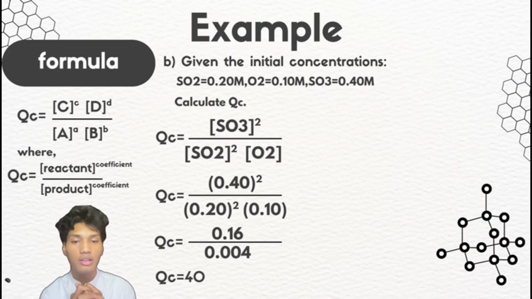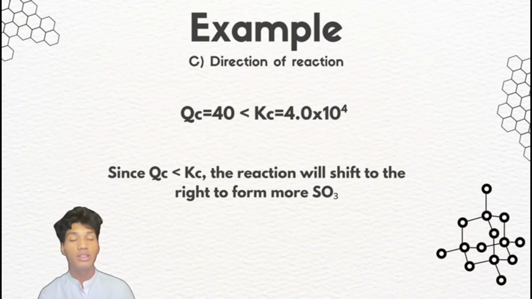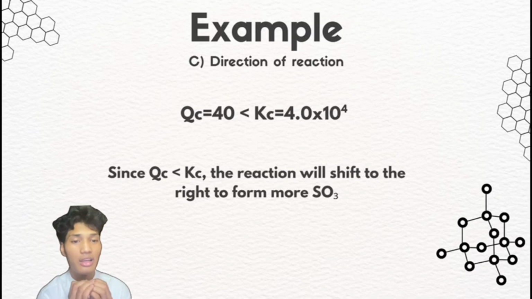So we put the value, we got 0.40 in the bracket to the power of 2, divided by 0.20 to the power of 2 times 0.10. After calculating, we got 0.16 divided by 0.004, and the total we got for Qc is 40. So for example C, which is the direction of the reaction, Qc is equal to 40 and Kc is equal to 4 times 10 to the power of 4. Since Qc is smaller than Kc, the reaction will shift to the right to form more SO3.